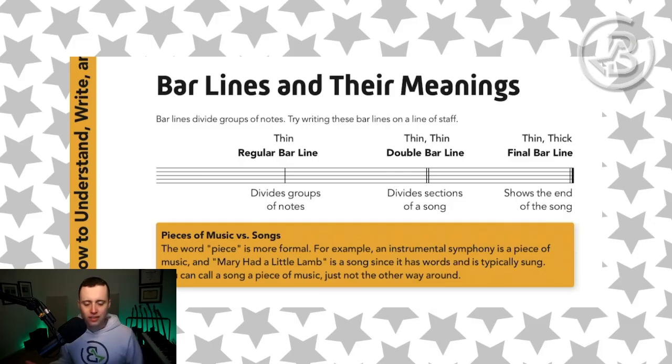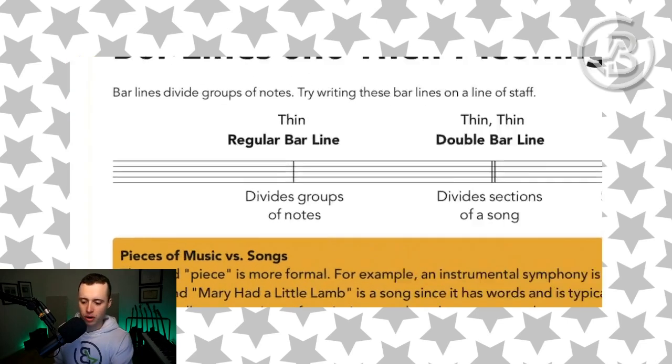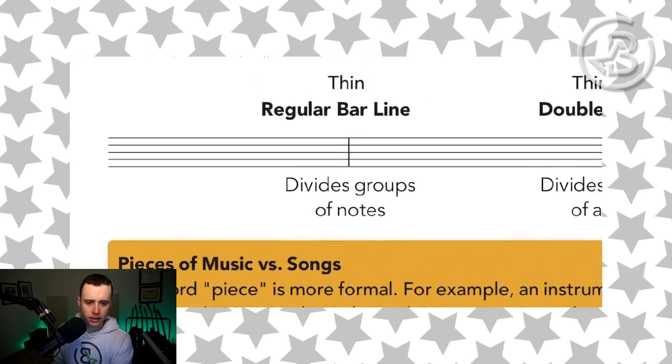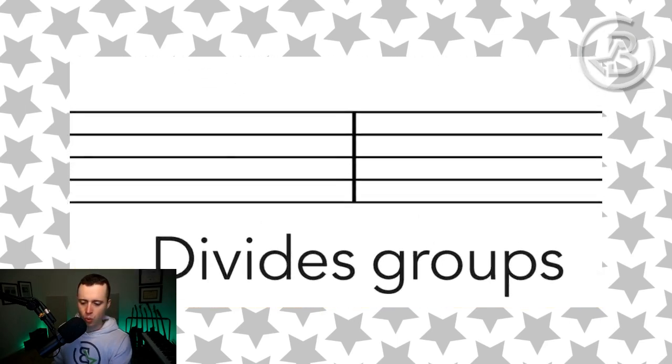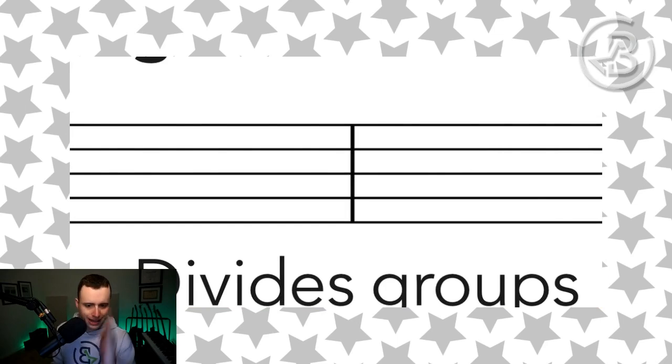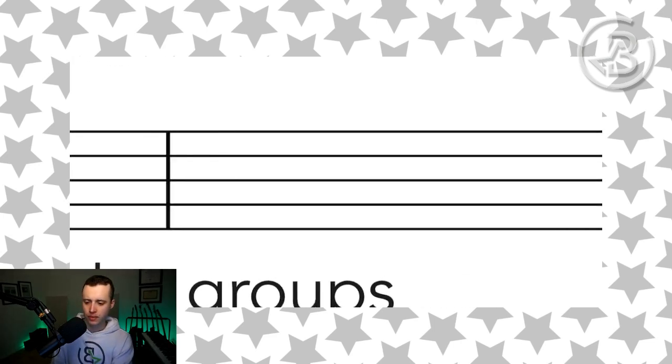So bar lines divide groups of notes or show other things. For example, a single bar line, or a regular bar line, divides groups of notes. That's just one single line going down the staff. The staff is 5 horizontal lines. A bar line is just one single vertical line.